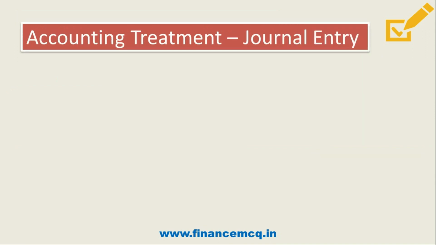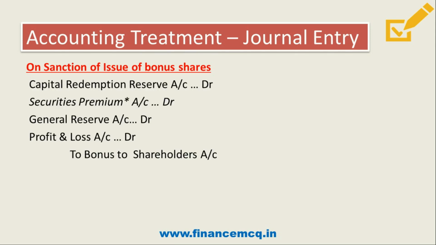Friends, now let's discuss accounting entries for bonus issue, since these are asked in your SEBI exam syllabus. So let's quickly go through them once. First, we will check entries to be passed at the time of sanction of bonus issue. It will be capital redemption reserve account debit, securities premium account debit, general reserve account debit, profit and loss account debit, to bonus to shareholders. So that is all the respective accounts which can be utilized for bonus issue, that is your capital redemption reserve, securities premium, general reserve and your free reserve.